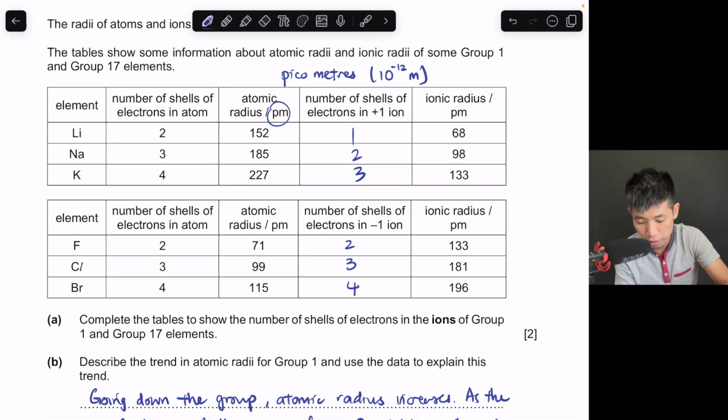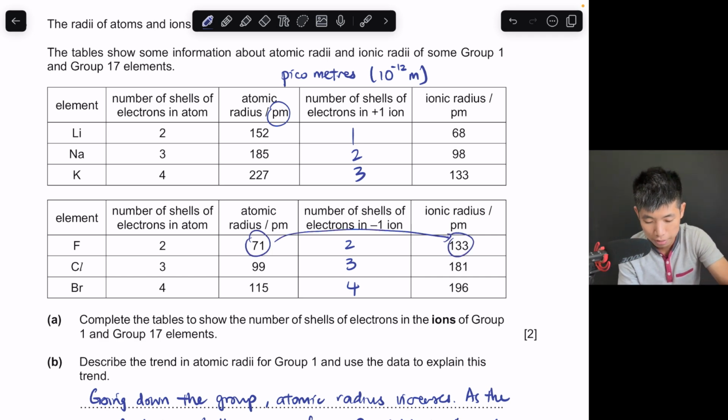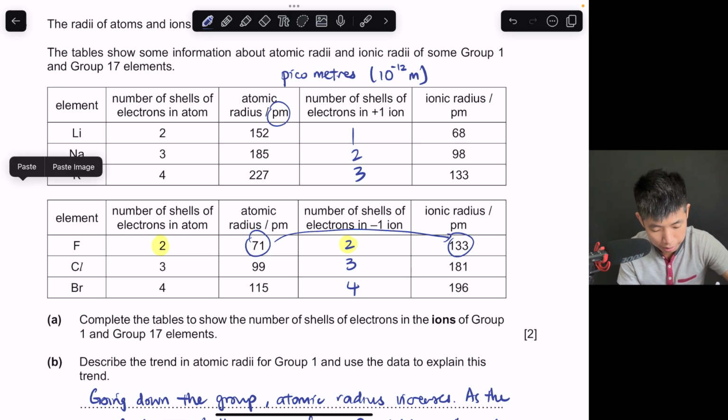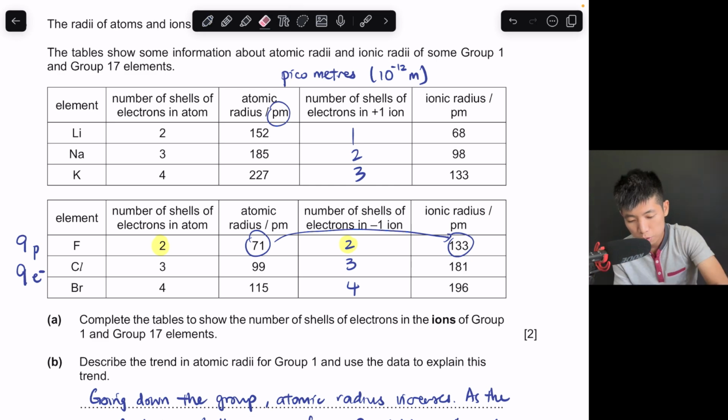I'm not sure if you are wondering why the value here actually increases even though your number of electron shells remain the same. You may want to think about it. Okay, but I'll just give you a rough overview. Fluorine has 9 protons, right? And it has 9 electrons. The protons are positive, electrons are negative, they attract each other. So when you form the fluoride ion, you still have 9 protons, now you have 10 electrons.